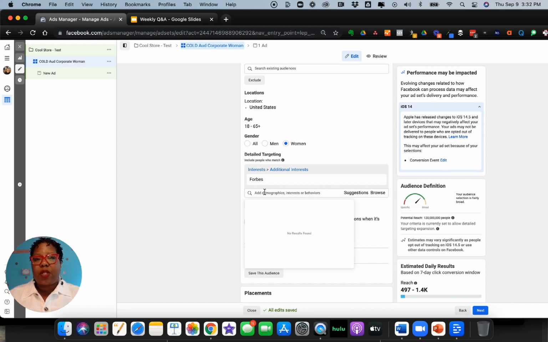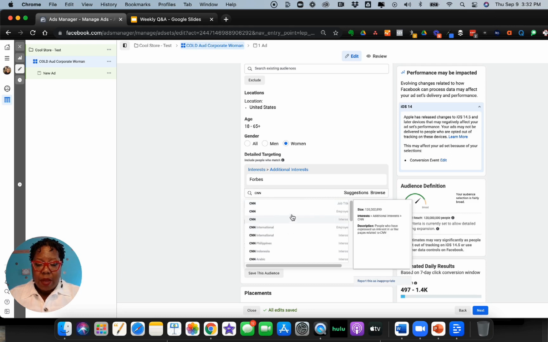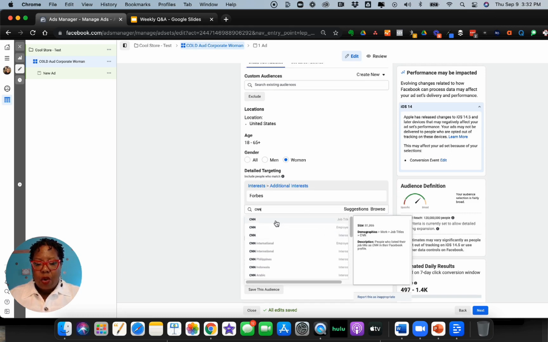Other areas of interest that they might be in. Maybe the career person loves to look at CNN. So that's another media place. You can go ahead and type in CNN and wait for some suggestions to come up. CNN International. You can get the different CNNs across the world.